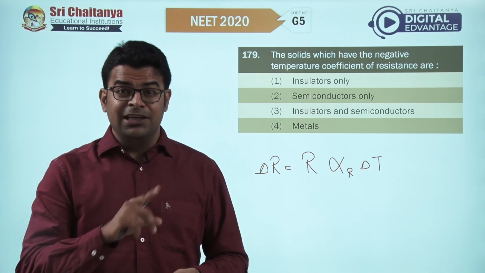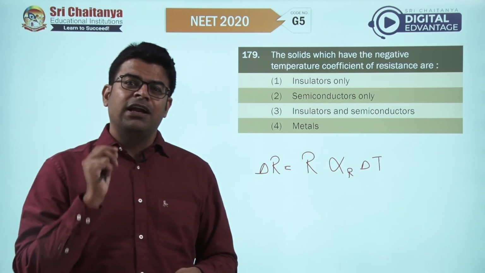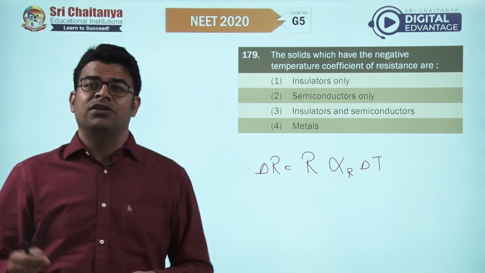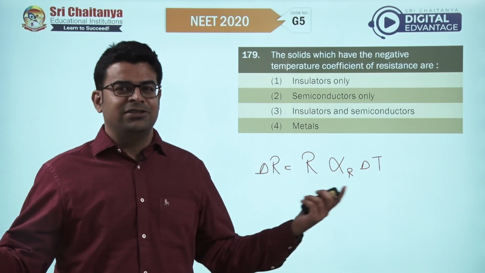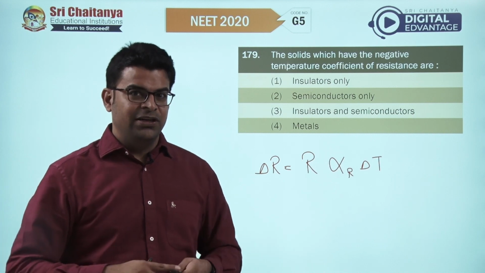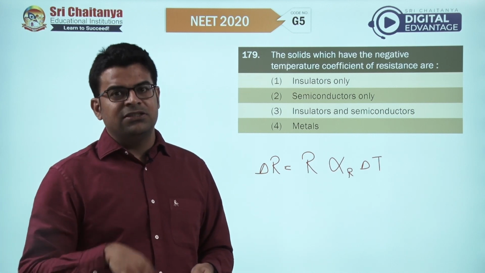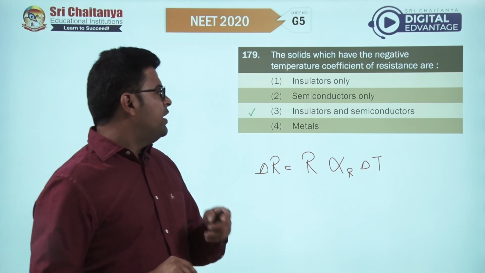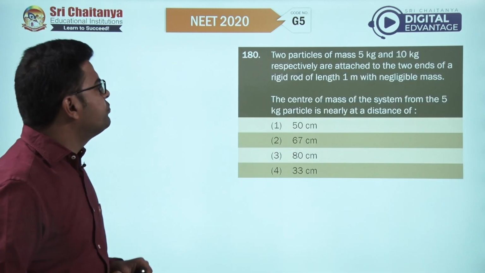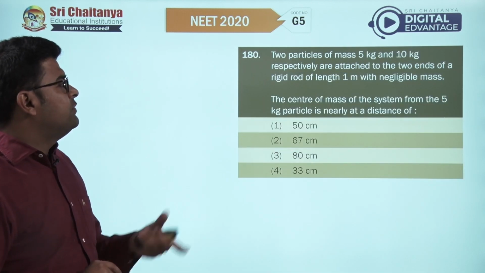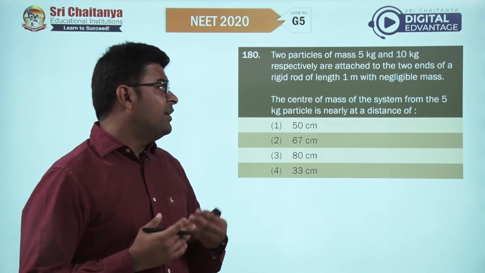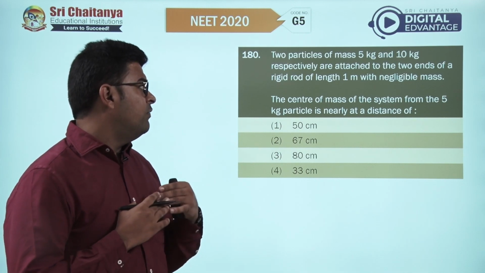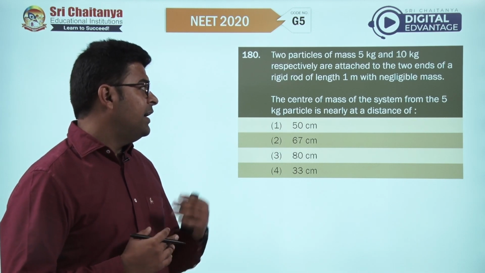Notice here chemistry is involved. Somebody might find one example of an insulator which on heating becomes even a worse conductor or something, but by and large this is the trend followed. Question number 180, and that is the last question. Two particles of mass 5 kg and 10 kg respectively are attached to ends of a rigid rod of length 1 meter and negligible mass.